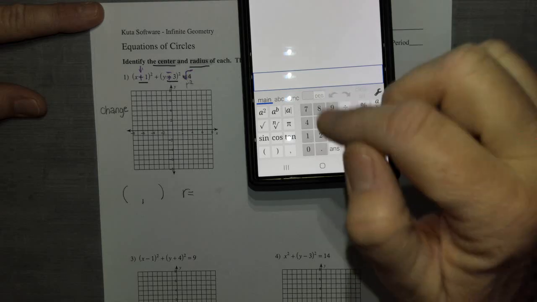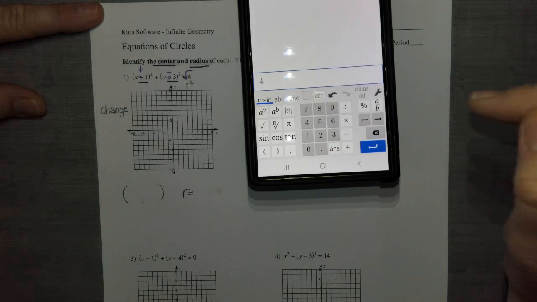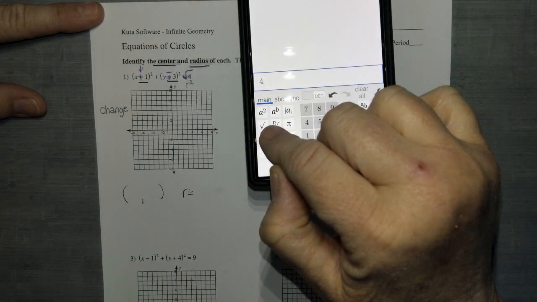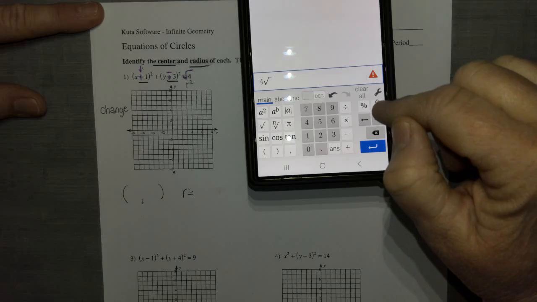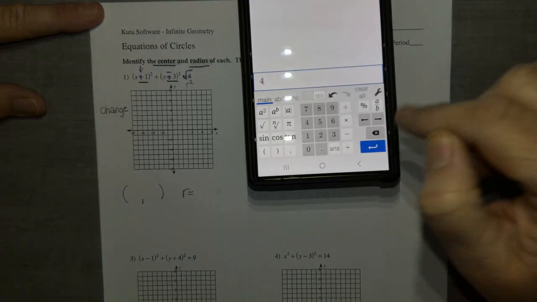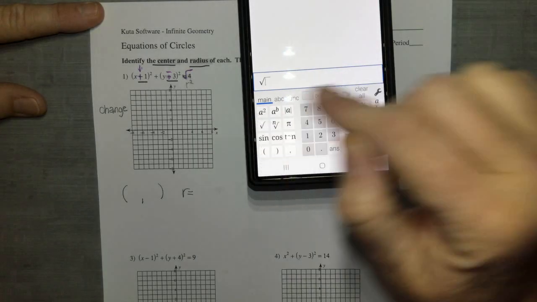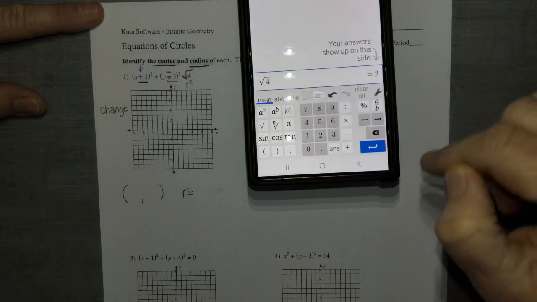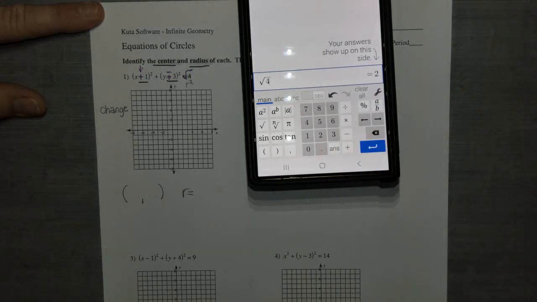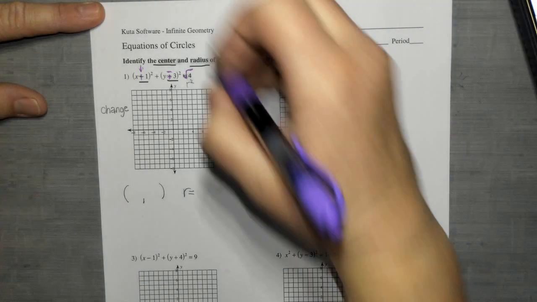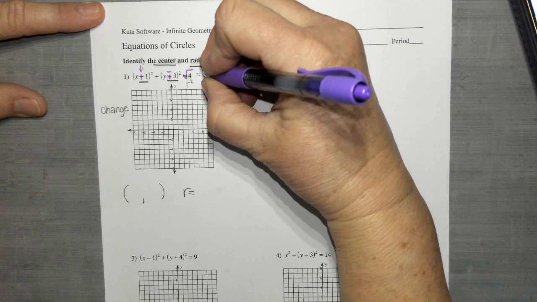If you have Desmos, you're going to hit the 4. And then see this right here? There's your square root. Oh, my bad. Gosh, I went backwards. All right, so square root 4. So I believe probably on the yellow, you're going to hit second, x to the second, and then 4, and then enter. Okay, so it's 2. So we're going to have the square root of 4 equals 2.